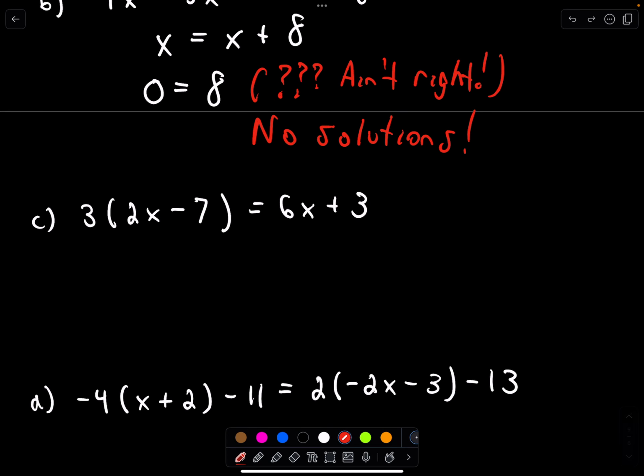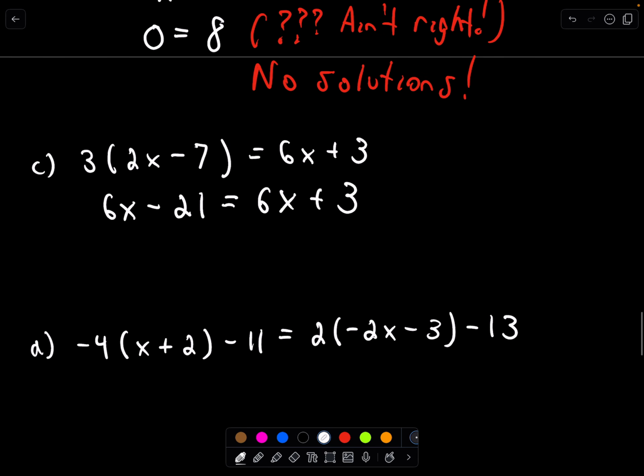Okay, let's see here. Let's just go through a couple more. So part C, let's distribute. 3 times 2x is 6x. 3 times negative 7 is going to be negative 21. We'll leave the right side alone. Well, clearly these are not going to be the same because I have 6x on both sides, but then negative 21 and positive 3. Well, if I subtract 6x from both sides, again, I would be left with something like negative 21 equals 3. And clearly this is nonsense. So this tells us that we have simply no solution.